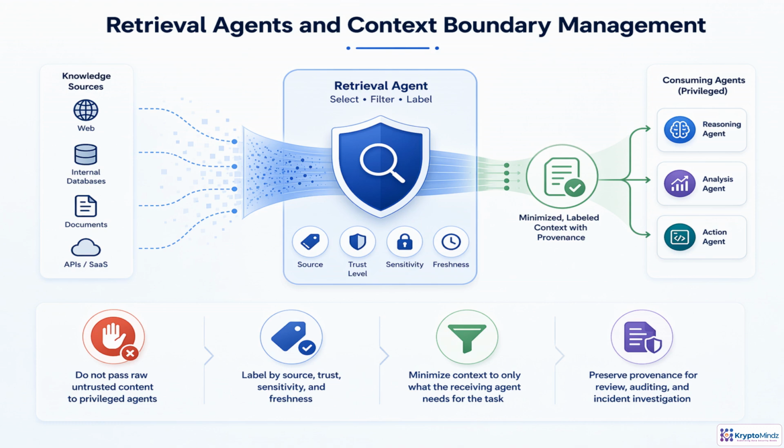Retrieval agents act as checkpoints between knowledge sources and more privileged agents. Their job is not only to fetch information, but to decide what is safe, relevant, and appropriate to pass forward. Raw web pages, documents, or API results may contain prompt injections, stale facts, or sensitive data. Retrieval should classify, sanitize, and label content by source, trust level, sensitivity, and freshness. It should also pass only the minimum context needed. Keeping provenance attached makes later review, auditing, and incident response much easier.